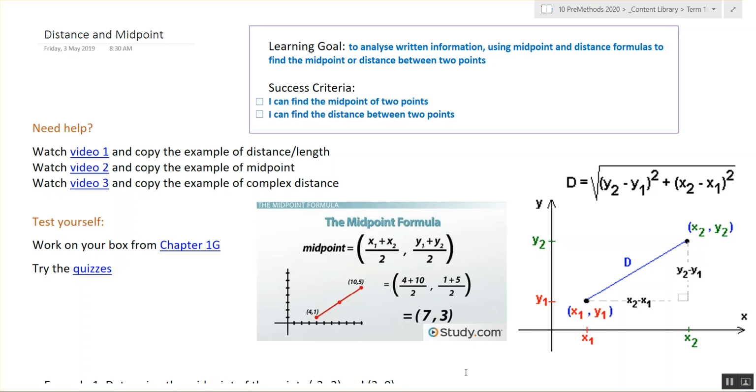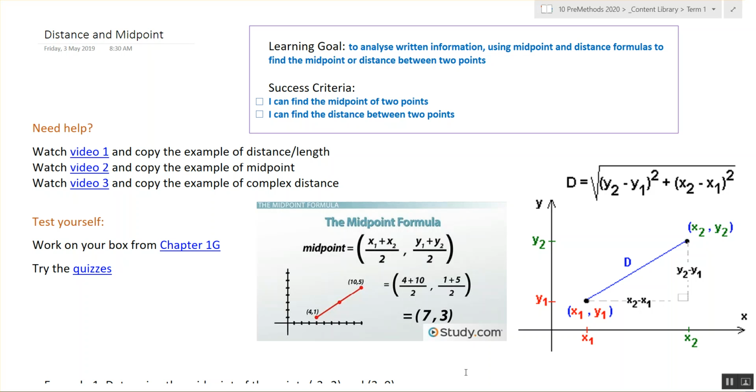Alright, so today we're looking at distance and midpoint. So we're continuing linear equations. We're going to use formulas to determine the midpoint of 2 points and the distance of 2 points.